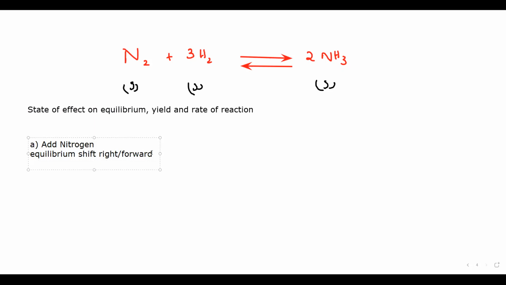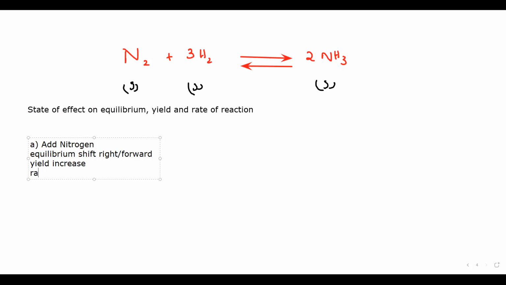The second thing, yield means amount of the product. If equilibrium will shift towards right, as I mentioned, whenever equilibrium will shift towards right, the yield will also increase. So the yield or the amount of the product will increase.